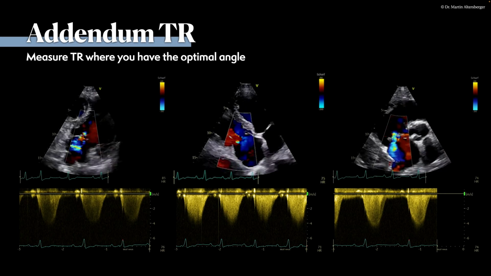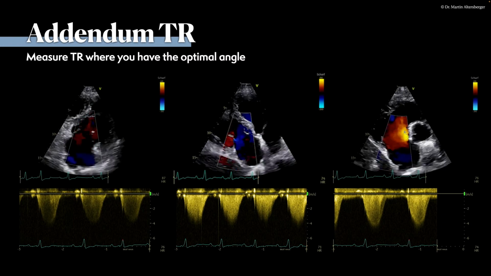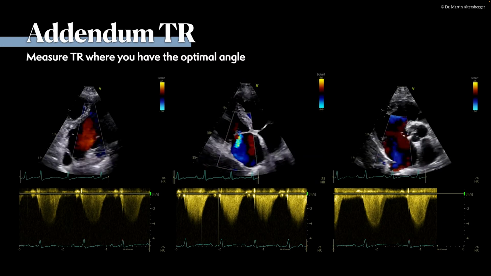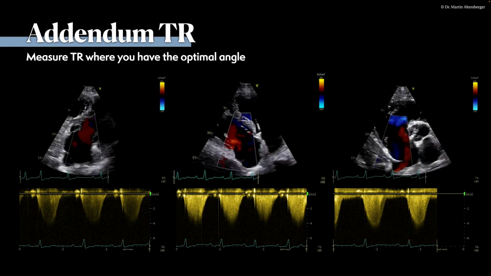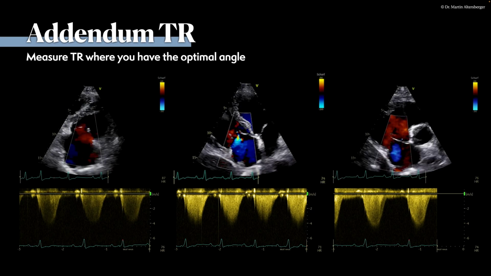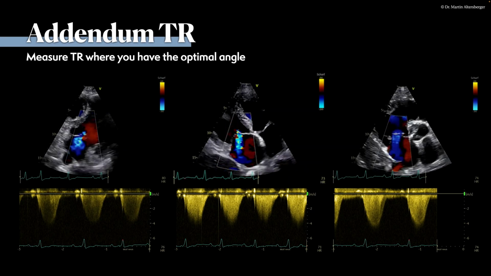So in case of tricuspid regurgitation overall, with valvular pathologies, you have to find the optimal angle, and it's very helpful to know several views where you can nicely see tricuspid regurgitation. And then with the optimal angle, you can optimally measure it and quantify valvular pathologies.